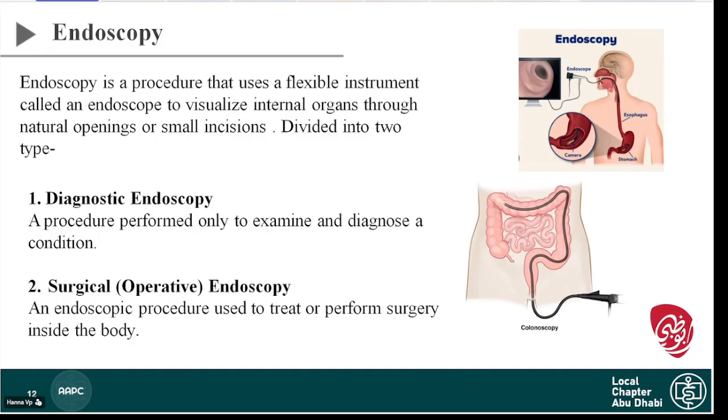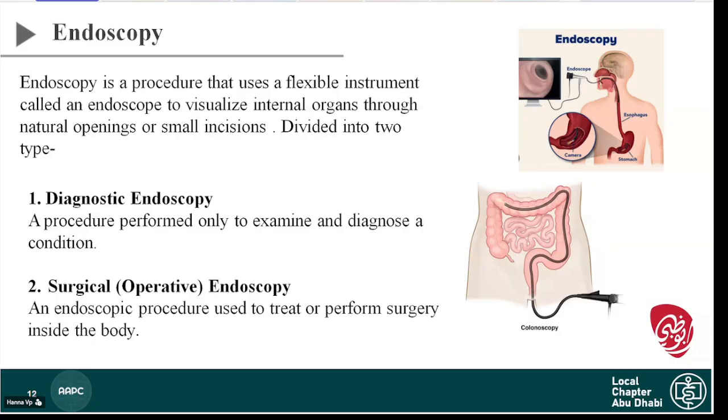So all these things we can consider as diagnostic endoscopy, to confirm the disease. At the same time, what is surgical endoscopy then? Once the doctor diagnoses the disease, he will do the treatment. So, treatment or surgery we are doing by using endoscopy. This we can consider as surgical endoscopy. Can you see, guys? An endoscopic procedure used to treat or perform the surgery inside the body. So, this is the main difference between diagnostic and surgical endoscopy.